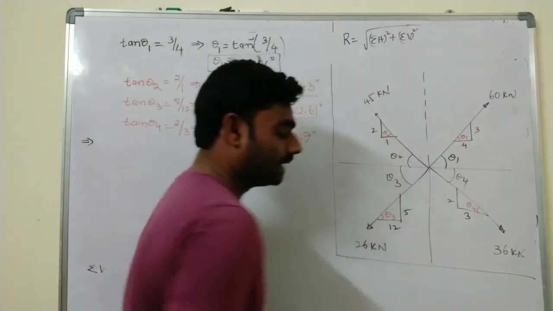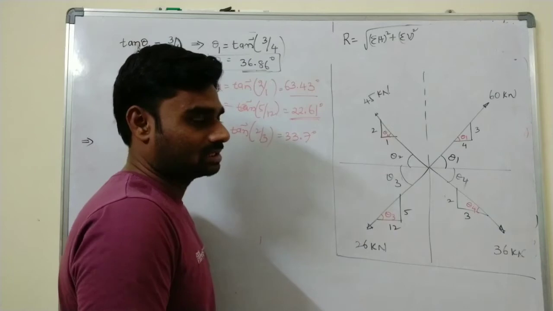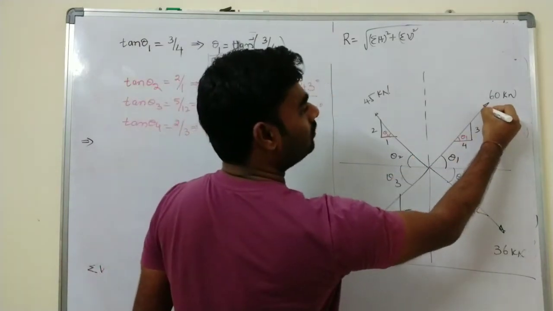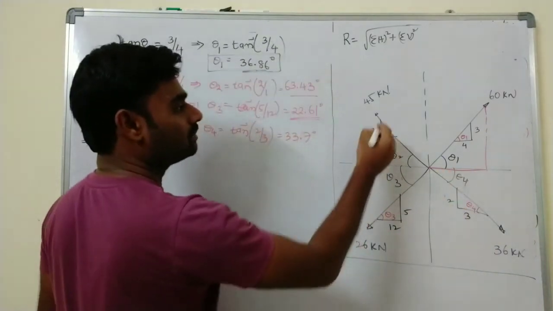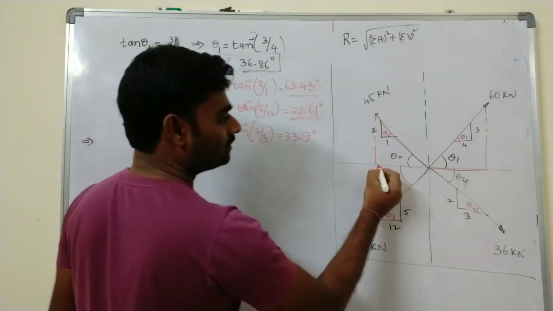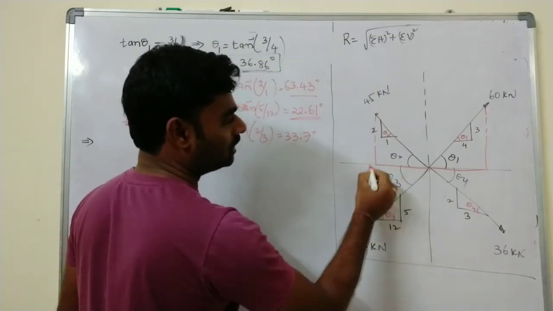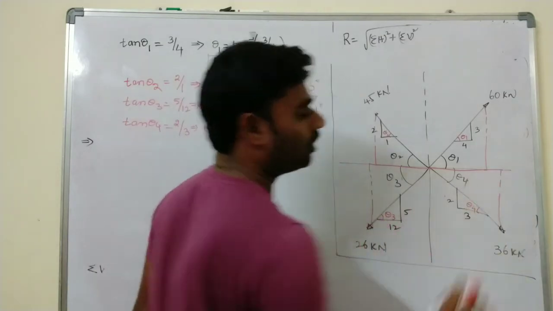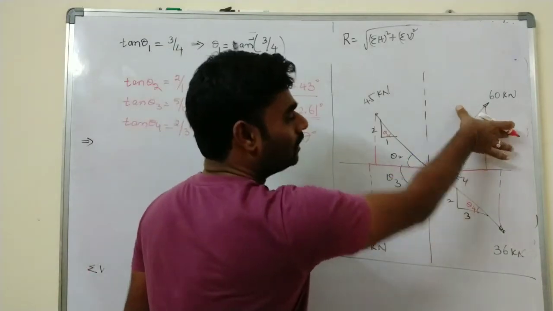That's why I resolve it into two forces like this. Now I am taking this 60 force and resolving it into one vertical and another horizontal. Similarly, resolve this force also into horizontal and vertical. Similarly, resolve this force into vertical and horizontal, and similarly resolve this force into vertical and horizontal.